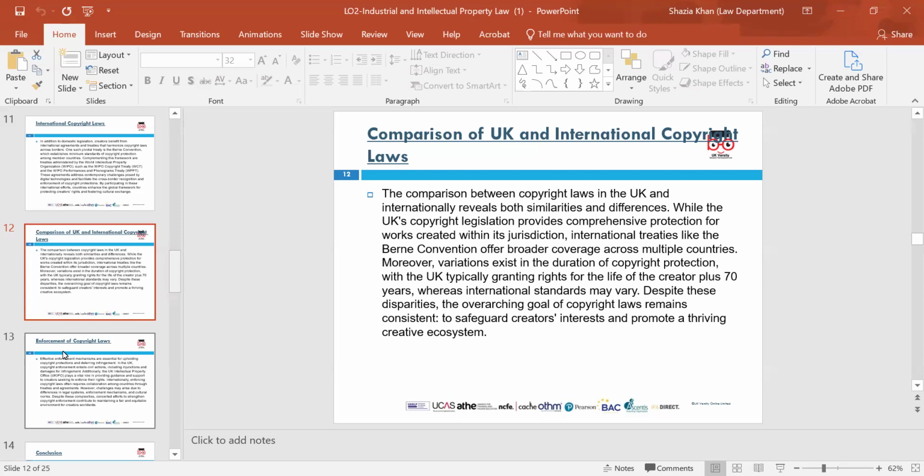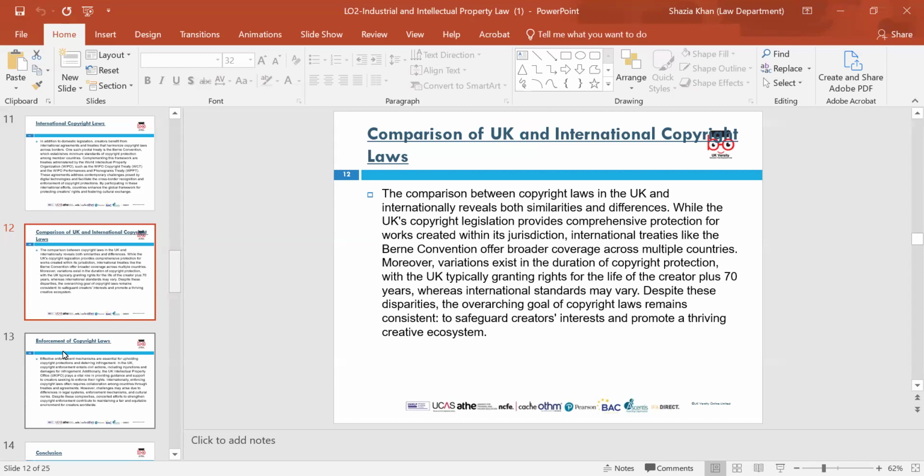The United States also has the fair use doctrine, which allows limited use of copyrighted material without permission for purposes like criticism, commentary, news reporting, education, and research. The fair use doctrine is a key feature that distinguishes US copyright law from many other countries.